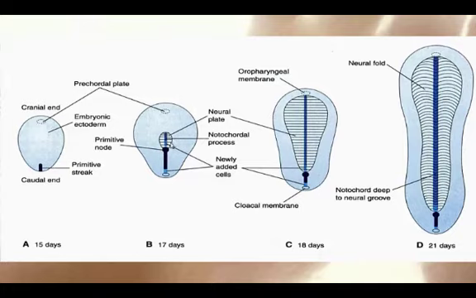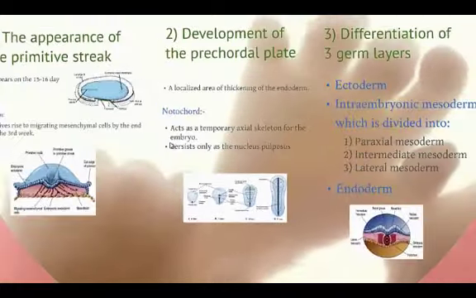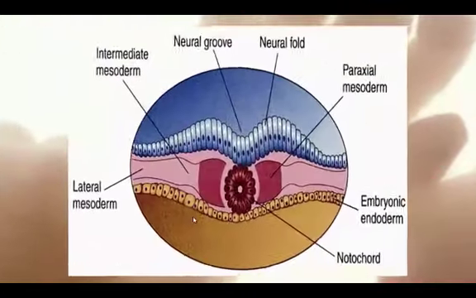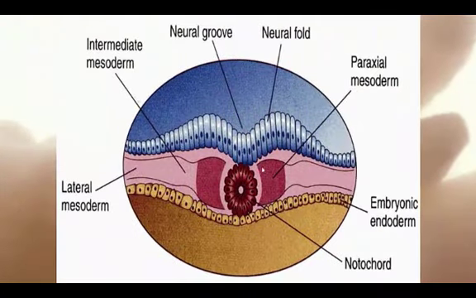We've got something called the notochord process. And the notochord process is an extension of cells from the primitive node to the oral cavity. Now to the differentiation of the 3 germ layers. We've got an ectoderm, intraembryonic mesoderm, and endoderm. The intraembryonic mesoderm is divided into a paraxial or medial mesoderm, intermediate or nephrogenic mesoderm, and a lateral mesoderm. This is the paraxial mesoderm, intermediate mesoderm, and lateral mesoderm. Here we can see the notochord.